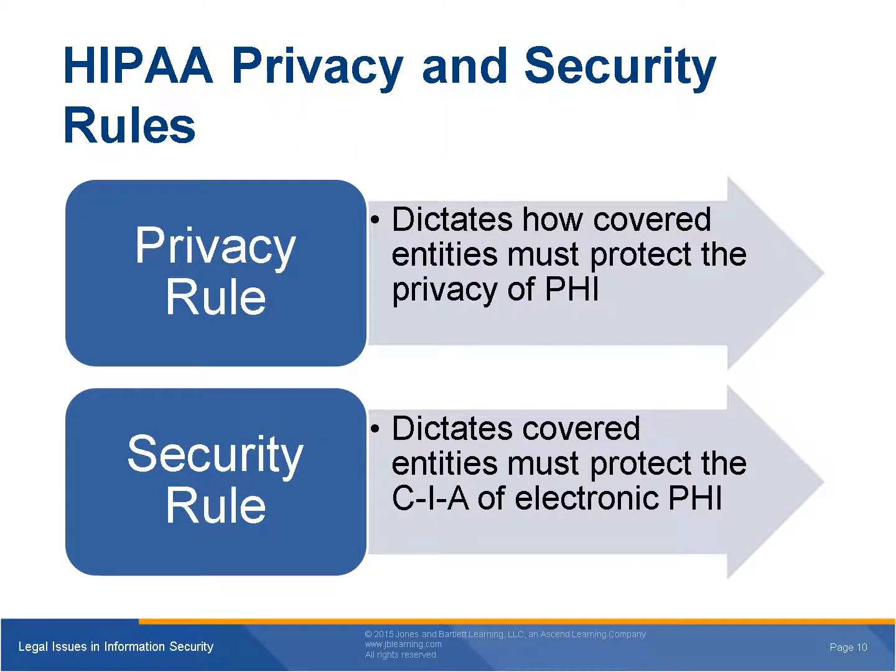So, HIPAA privacy and security rules. HHS published the security rule in February 2003. This information security rule requires covered entities to use security safeguards. These safeguards must protect the confidentiality, integrity, and availability of electronic protected health information, or EPHI. EPHI is patient health information that is computer-based. Covered entities were required to comply with the rule in 2005.